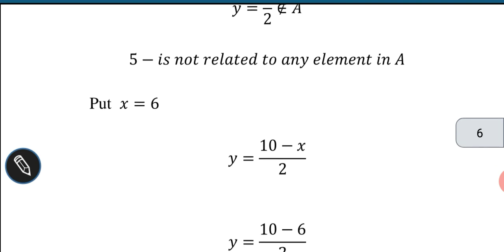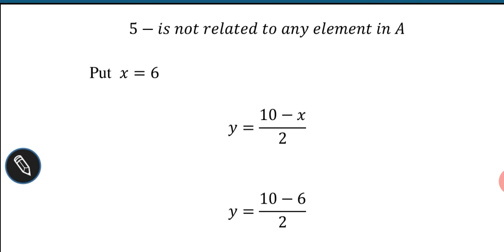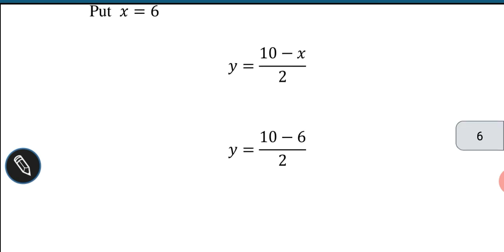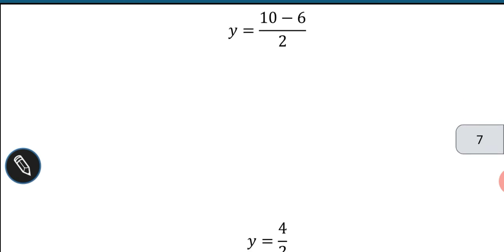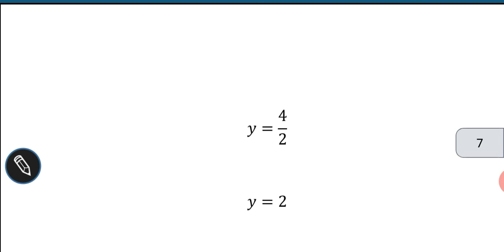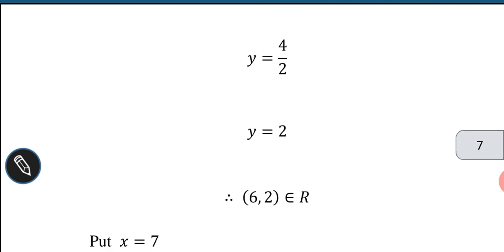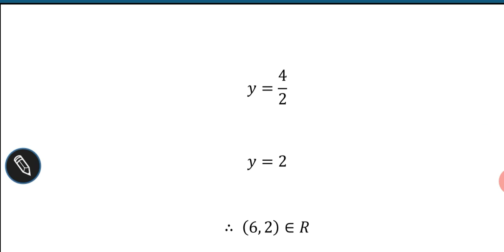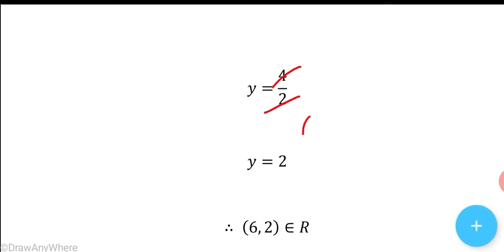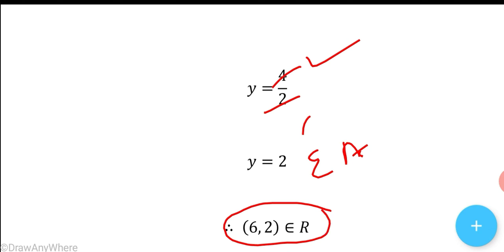Put x equal to 6. So y is equal to 10 minus x by 2. So y is equal to 10 minus 6 by 2. 10 minus 6 is 4. So y is equal to 4 by 2, which is 2. Okay, so y is equal to 2. So 2 belongs to capital A. So 6 comma 2 belongs to capital R. Okay, 6 is related to 2.